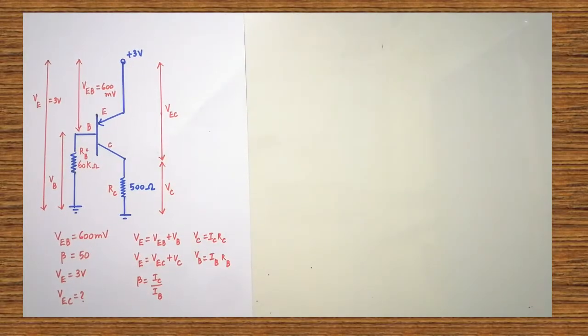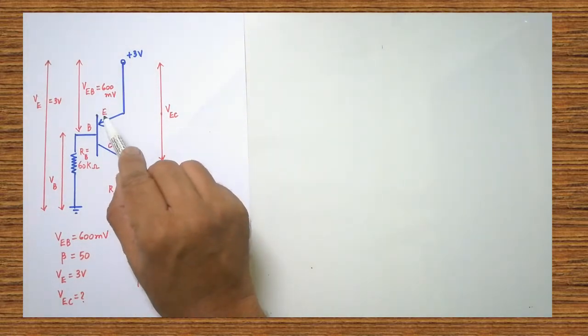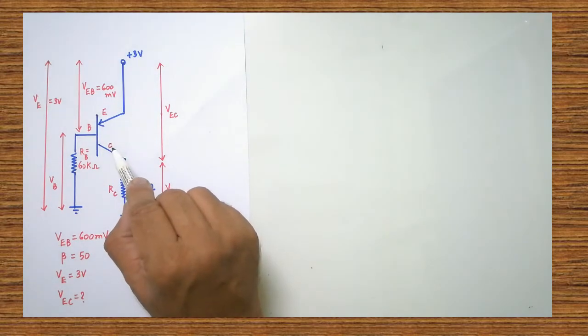Now we are going to solve the fifth problem in the 10th chapter. Here one circuit is given. The circuit is based on the transistor. This one is called the emitter end. This is the collector end of the transistor.